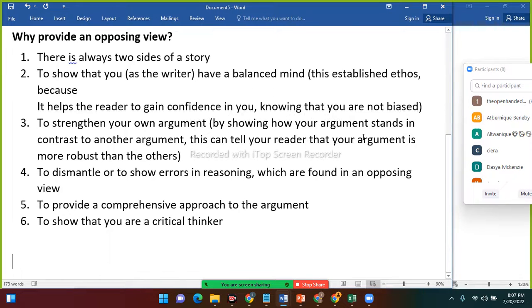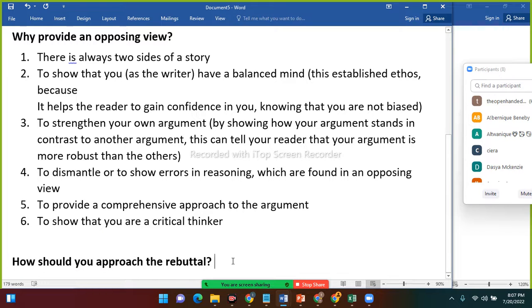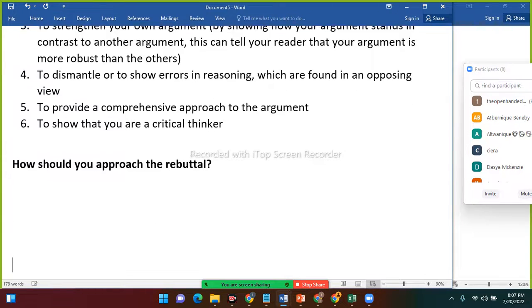So, let's continue. The next thing is, I think we should talk about how you should approach the rebuttal. Now, you approach the rebuttal like a rebuttal. It's not merely presenting the other person's side of view, but you want to defend yours.